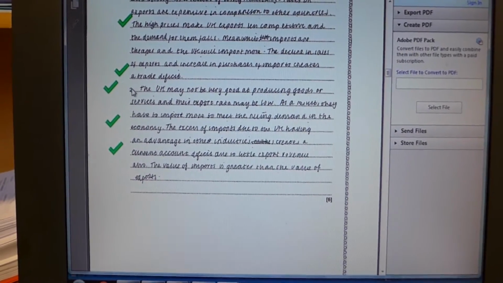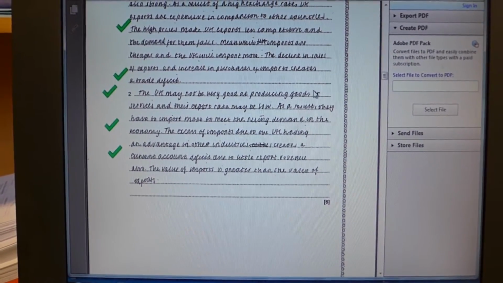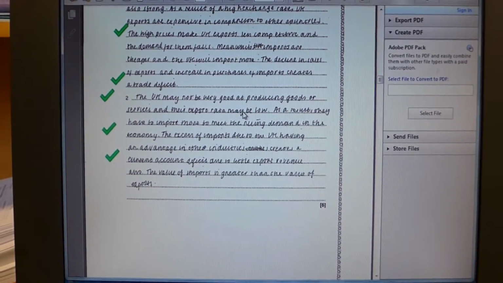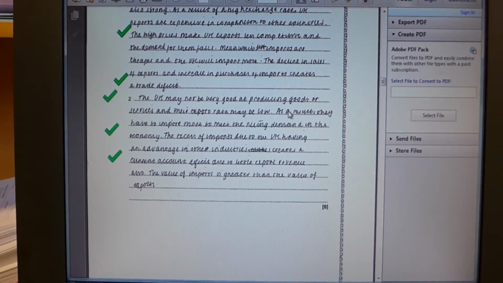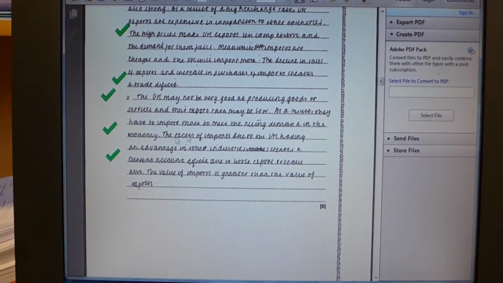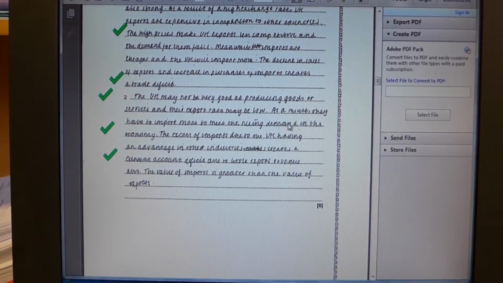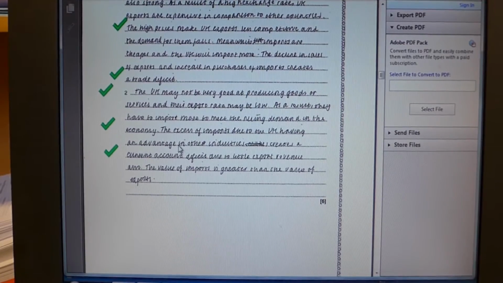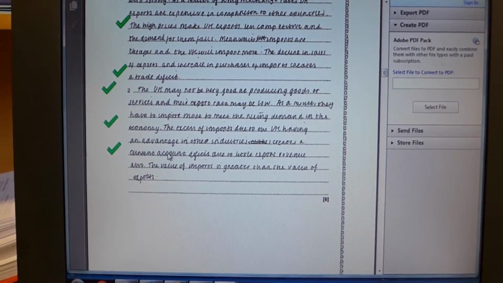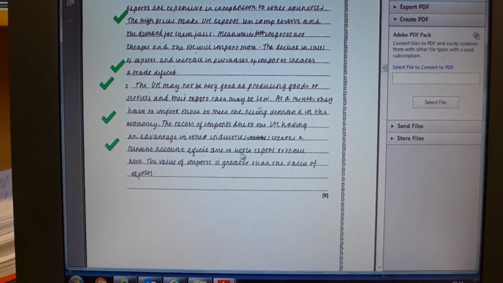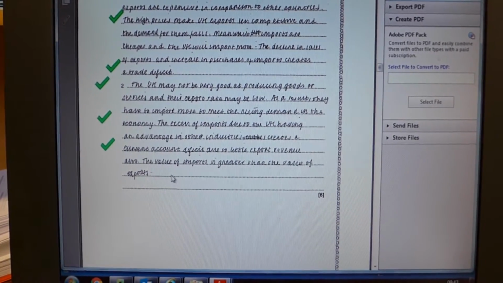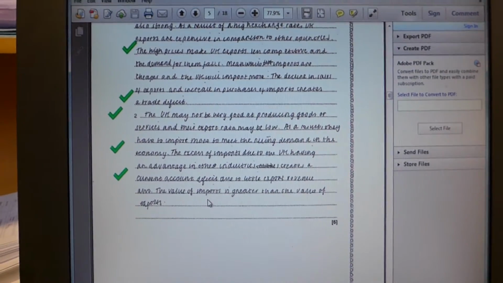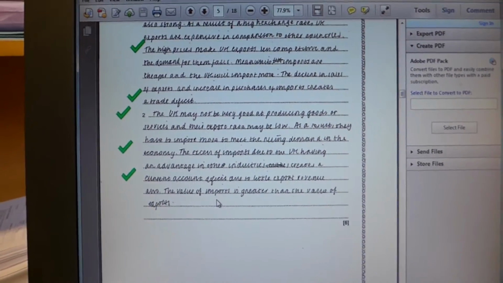Point 2. The UK may not be very good at producing goods or services and their export rate may be low. Their export rate. So that's their identifier. As a result, they have to import more to meet the rising demand in the economy. The excess of imports due to the UK having an advantage in other industries creates a current account deficit due to little export revenue. The value of imports is greater than the value of exports. Again, it's a good answer, not as good as the first one, but worth the 3 marks.